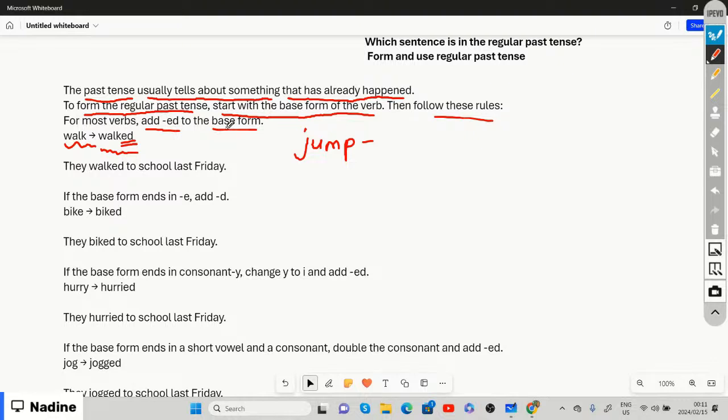So basically our regular past tense verb is jumped. This is our base word, which is jump, and the rule is to add ed to show the past tense. So it's jumped. The same with walk: in the past, we just add an ed, we walked to school.